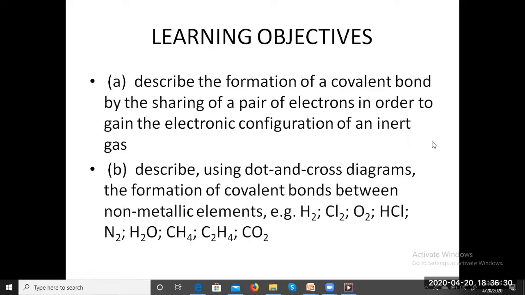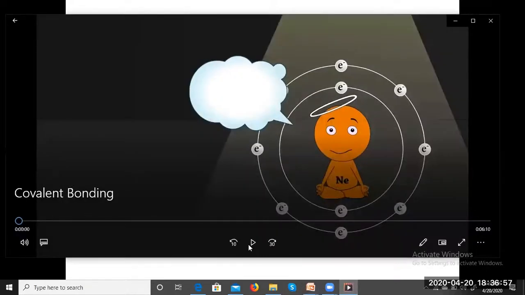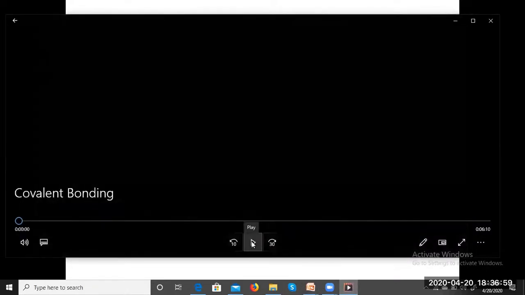Later, when we have a good understanding of the formation of covalent bonds, we will practice drawing the dot and cross diagrams of different molecules with covalent bonding. For that purpose, I would like you to watch a video, and with the help of that video, we will discuss how covalent bonds are formed.